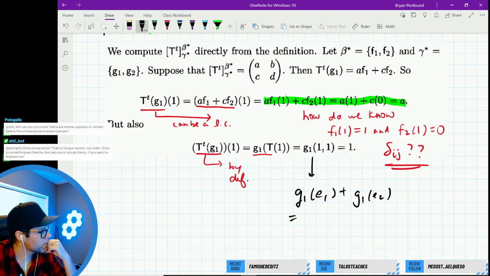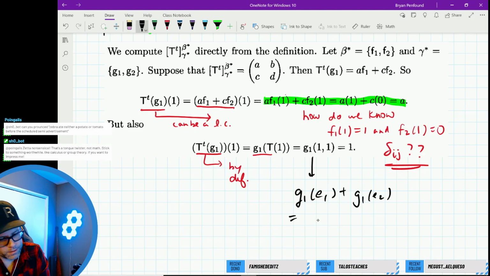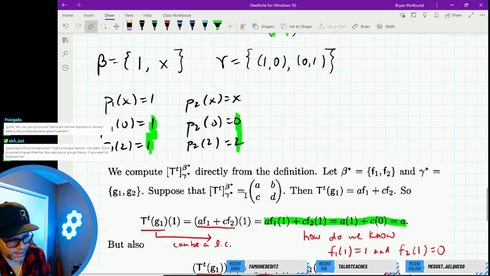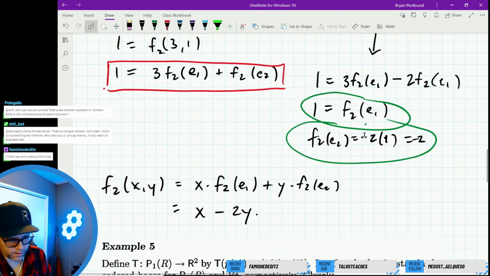Is the definition of how the functionals act on the basis vector. So this should be the same then. This should go to 1 plus 0. Although that feels weird because I feel like up here we actually tried to find what these were.